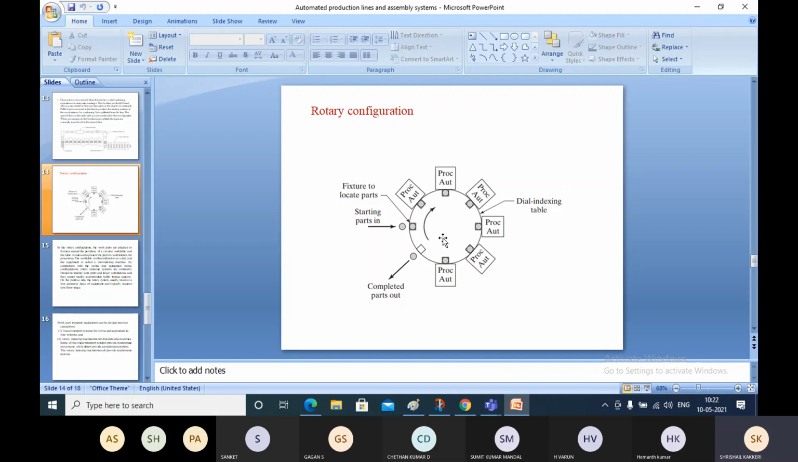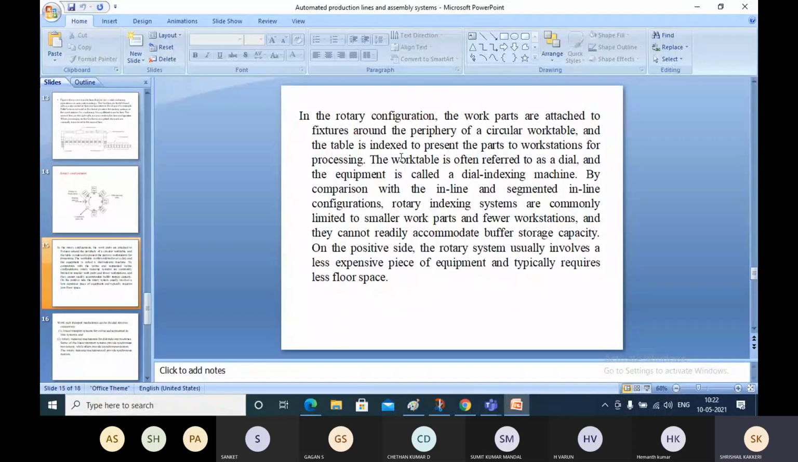The work table is often referred to as a dial, and the equipment is called a dial indexing machine. So at the base, what happens? There will be a bearing system, and a shaft is extended. The shaft will have the gearing mechanisms, and the indexed table will be rotated by means of a DC indexing motor. Once a pulse is given, it will rotate by 45 degrees and stop. It will not be continuously rotating by 360 degrees.